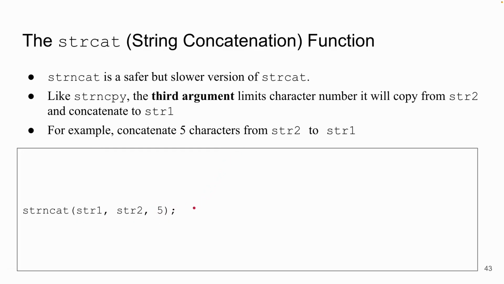So the meaning of the third argument is to tell your computer the maximum number of characters that strncat will copy from string 2 to string 1. For example, if I put 5 here, this strncat will only copy 5 letters and then append, connect them at the end of string 1. So we can say this helps us concatenate 5 characters from string 2 to string 1.